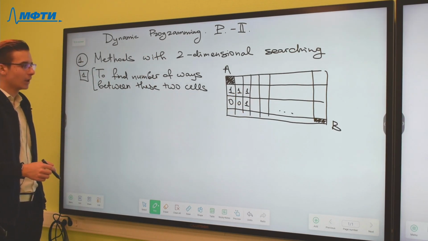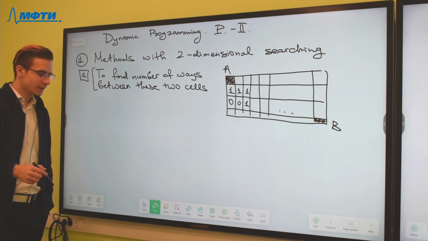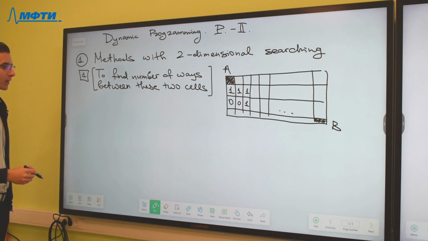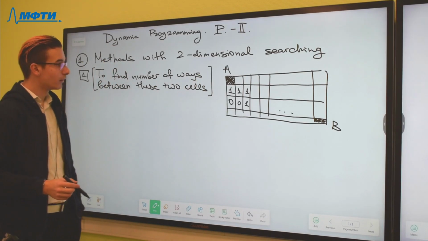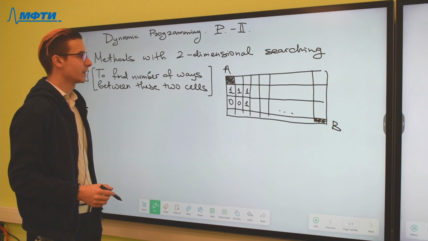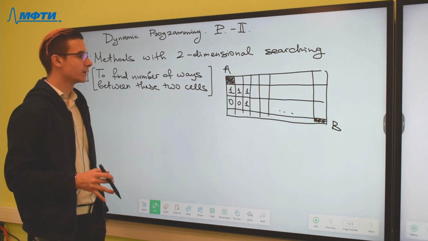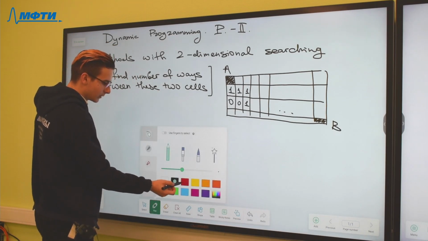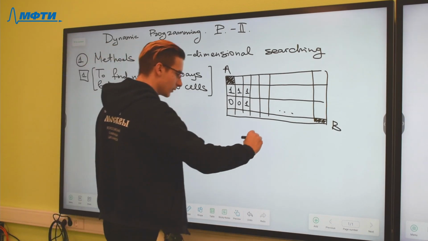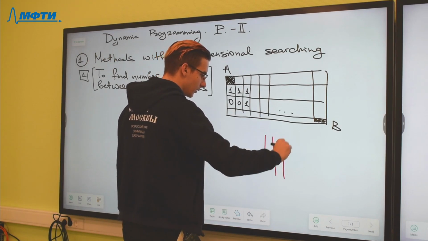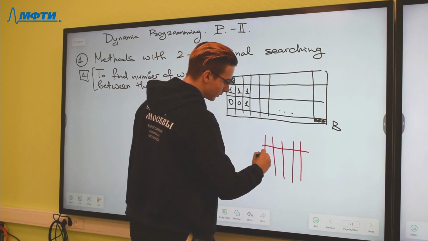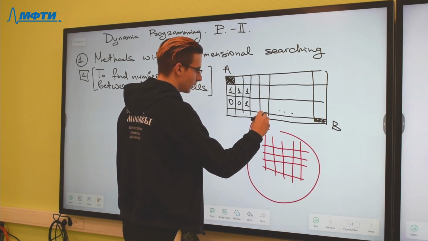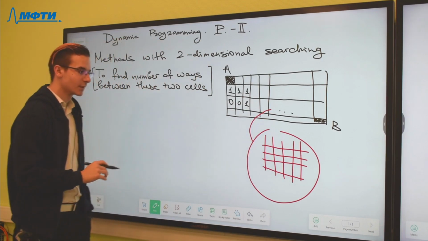And why do we remember it when we talk about dynamic programming? Because, of course, we can separate this task into subtasks, because, for example, for any cell here, I can draw part of this table.